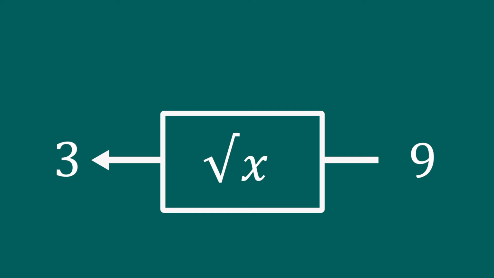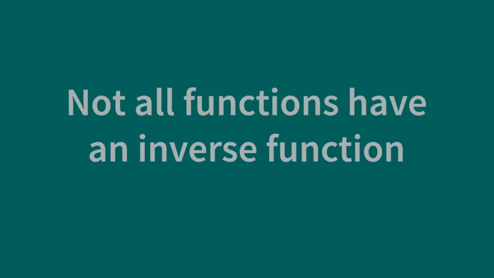3 is not the only number that squares to 9. Minus 3 also squares to 9. So if we input 9 into our square root function, how do we know if we want 3 or minus 3? Remember that a function must take a single input to a single output. There's a subtle but very important issue going on here. Not all functions have an inverse function.